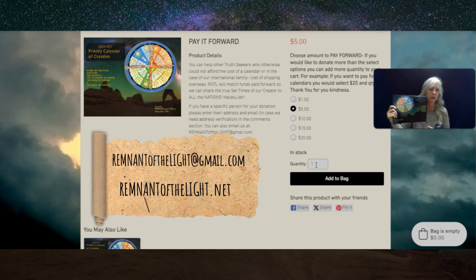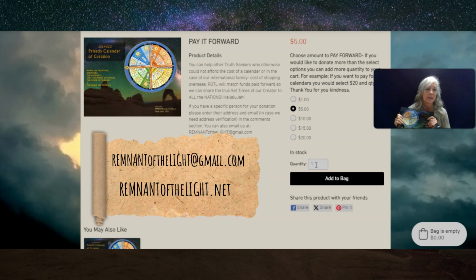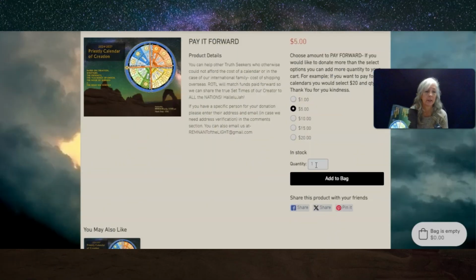We just have calendars. I am very pleased with the way this came out and the look of it, the feel of it, the quality printing, and I'm just really pleased. And I hope you are as well. Excited to get these out.